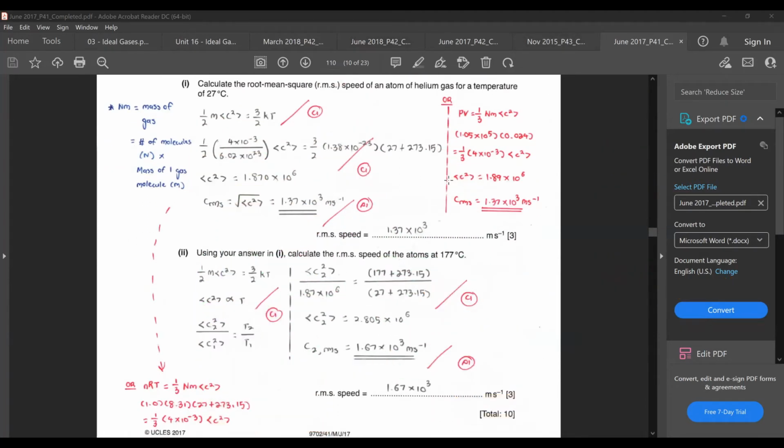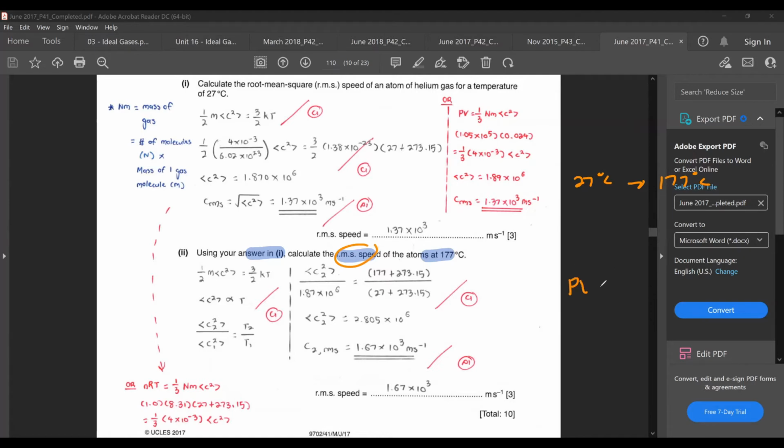Part 2: use your answer in 1, which you just found, to calculate the root mean square speed of atoms at 177 degrees centigrade. So same thing as before, 27 degrees centigrade changes to 177 degrees centigrade. You want to find the root mean square speed, so find an equation that relates them together.